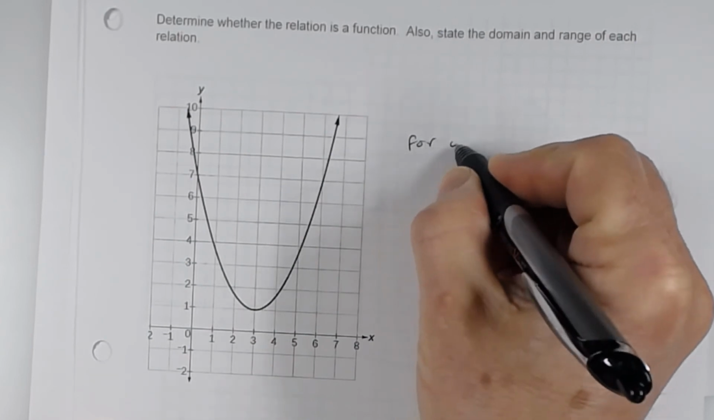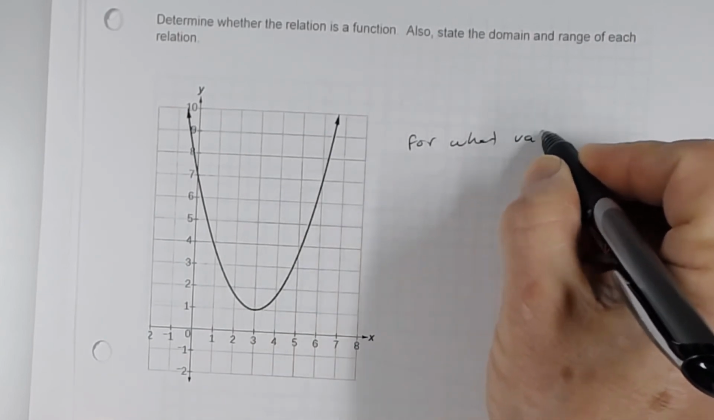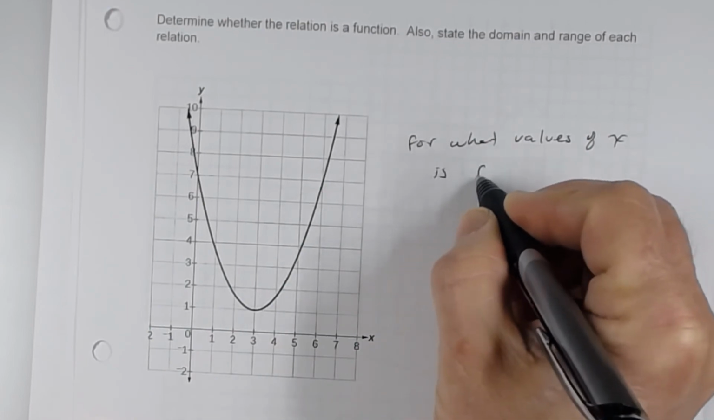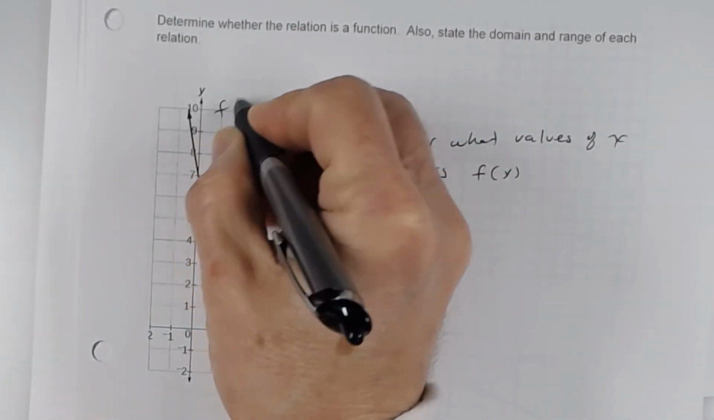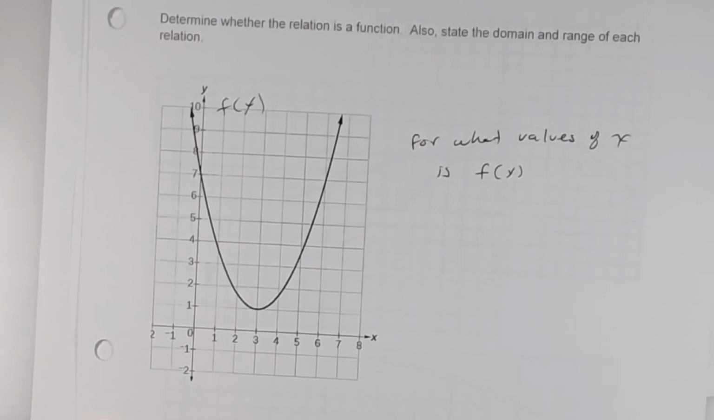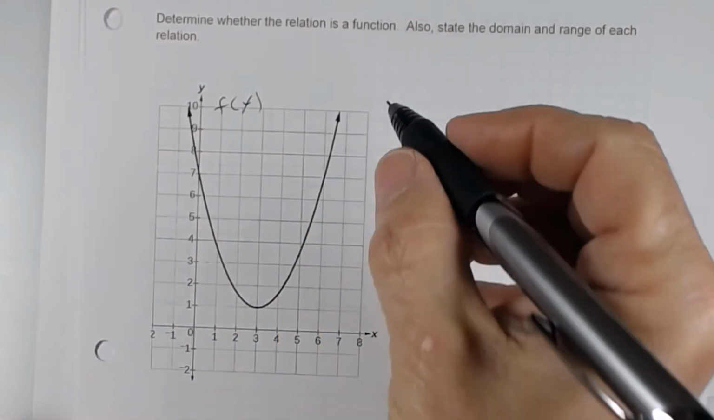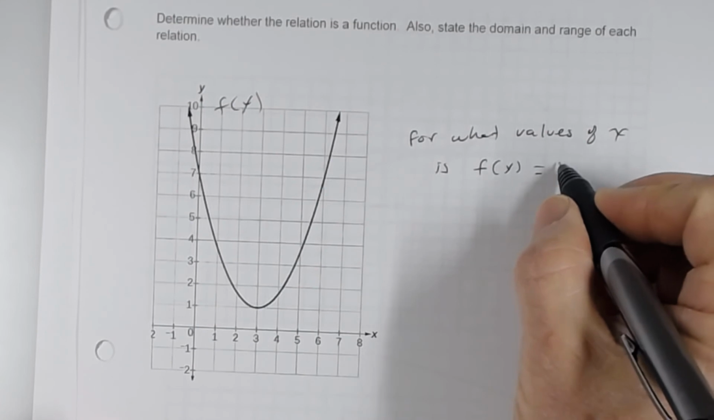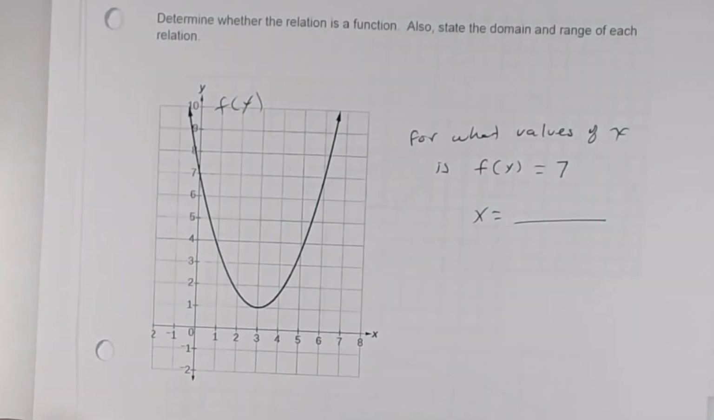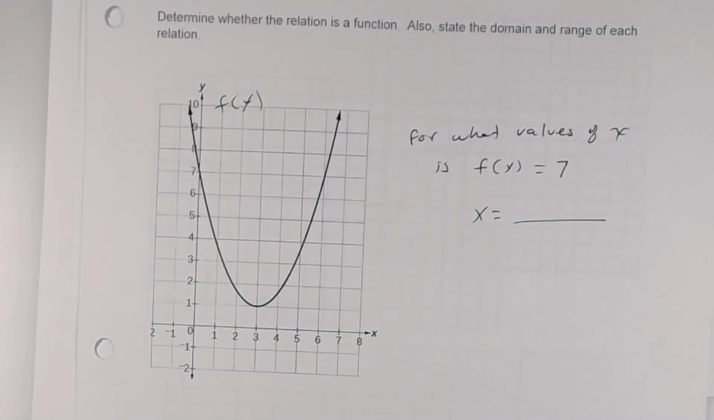For what values of x is f of x, and let's assume this is function f of x here. For what values of x is f of x equal to 7? And so I'm going to have blank, x equals blank. Okay? Now, don't confuse that idea with something you had earlier today.